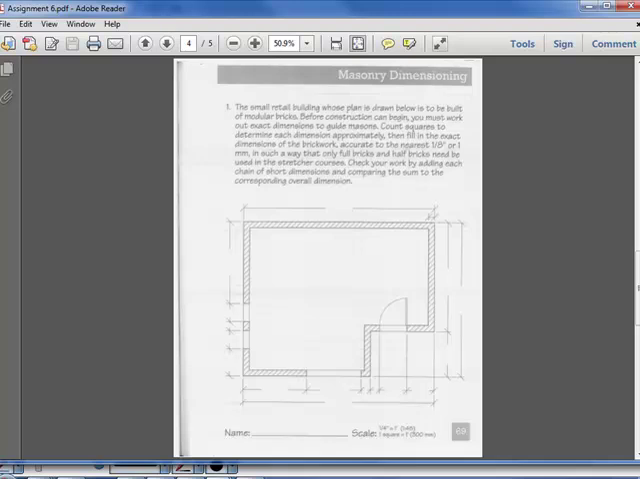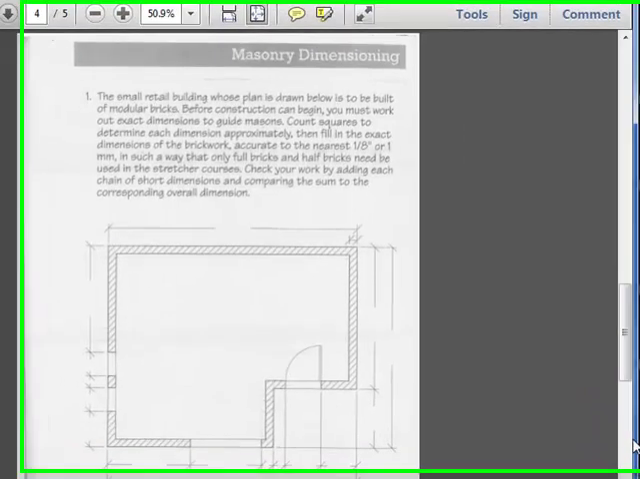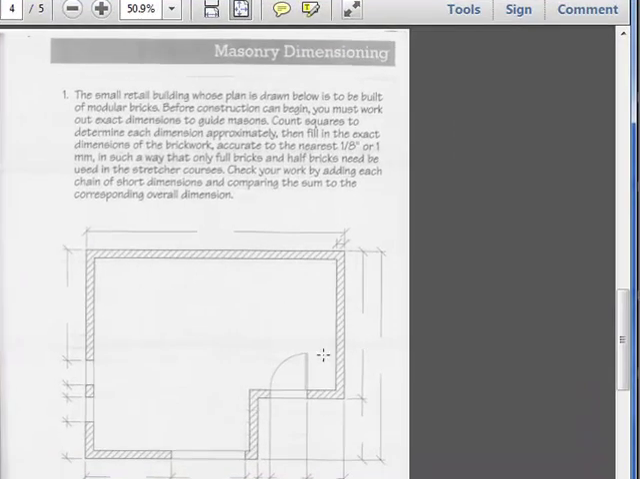Which side do you want me to help you with? The one that's just no windows in it? You want me to do that one? Do the right side? This one right here, or this one right here?